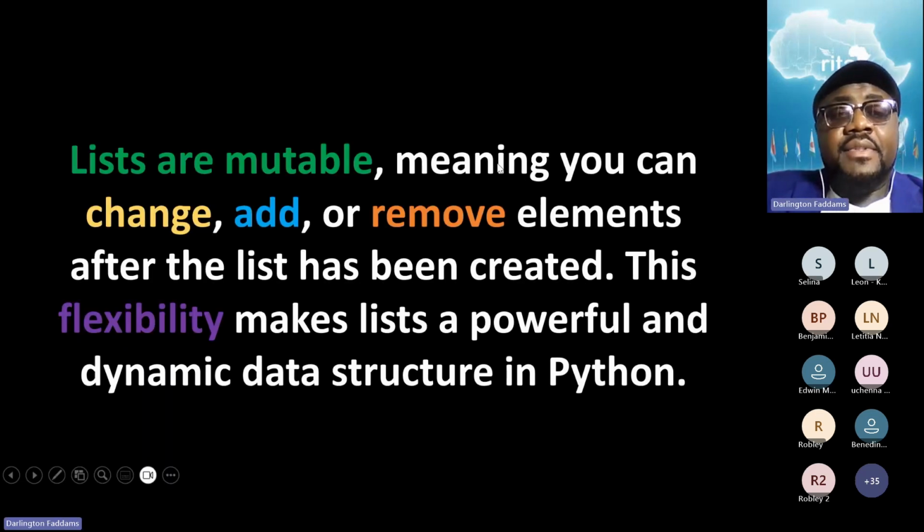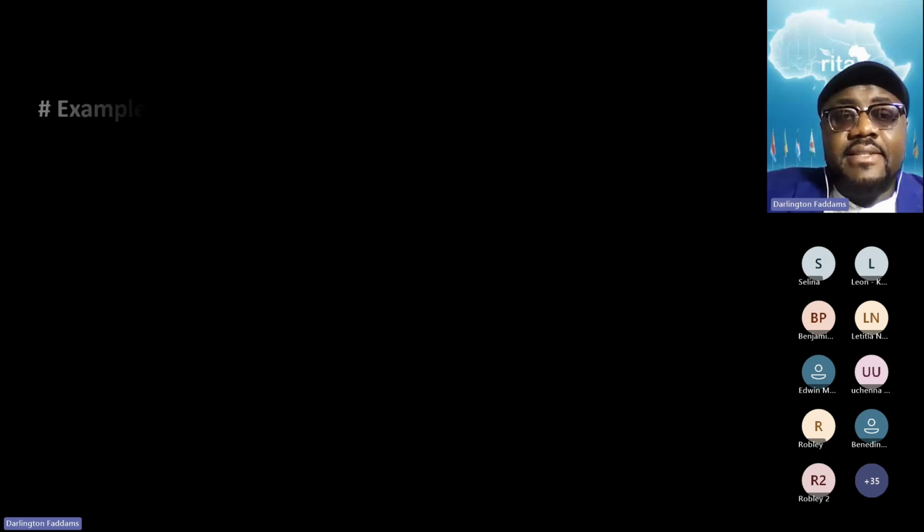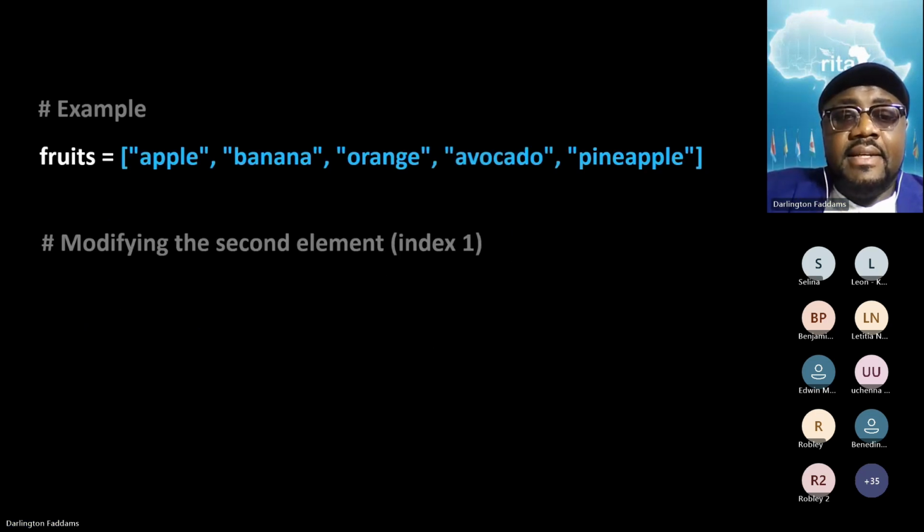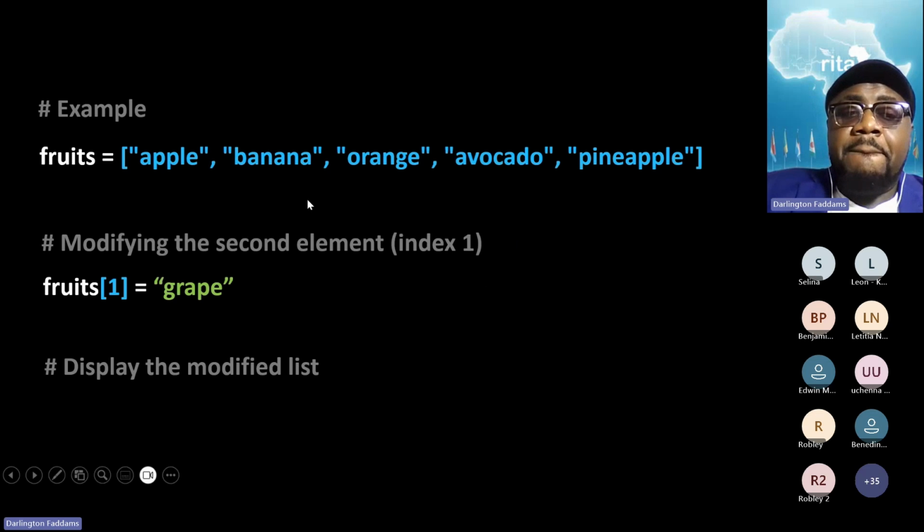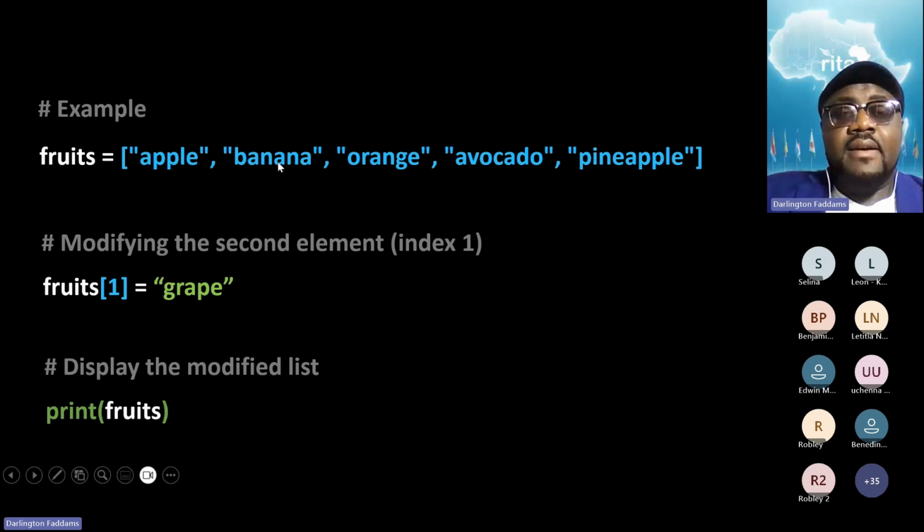All right. Now, to modify a list, just like I've shown you, you can target an index, let's say fruits index 1, from banana, and change it to grapes. So once you print this, you realize that banana has been changed to grapes, and that's exactly what we tested.